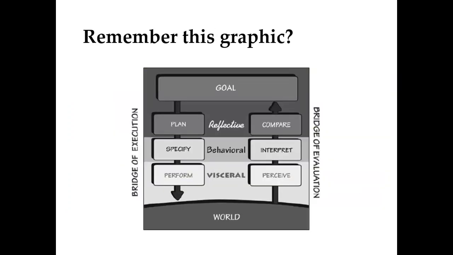Do you remember this graphic? We've got the bridge of execution, the bridge of evaluation, the six different steps on the way, with the goal up top, the seventh step. Here's the deal. Mistakes happen up here in the reflective part, and slips happen down here in the other four. So plan and compare have mistakes. Specify, interpret, perform, and perceive, those are all involved with slips.